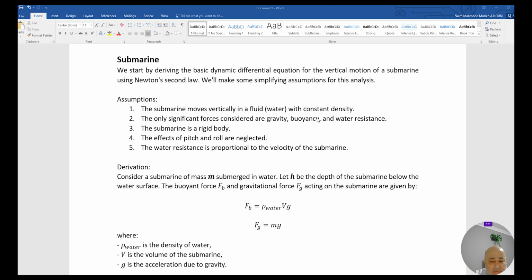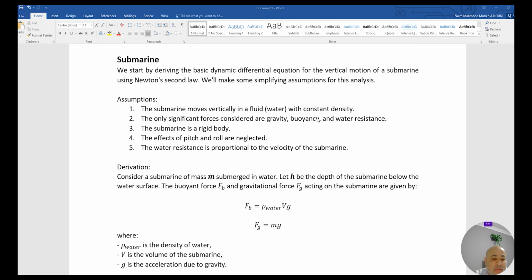Plus, the body of the submarine, as we did with the drone, is a rigid body. And we will neglect the pitch and roll effects on the submarine to keep the model simple. And also, water resistance is proportional to the velocity of the submarine. Under these five assumptions, we will now derive our equation.